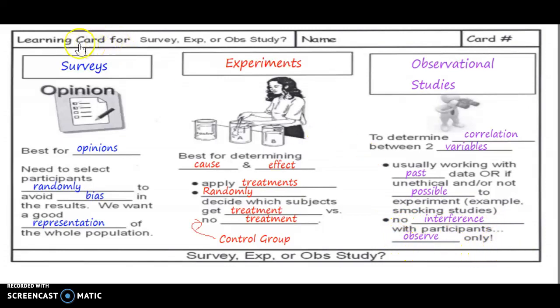So hopefully this learning card will help you distinguish the difference between a survey, an experiment, and an observational study. Have fun in your stats class.